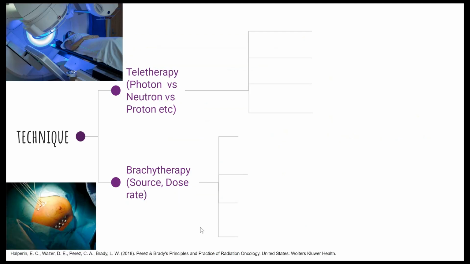And next comes the technique. We have decided upon what volume I want to treat, but how would I treat it? So I have two major modalities at my behest. One is teletherapy, that is external beam radiation therapy, where the source of radiation is outside the body. This is a linear accelerator. We can also use a cobalt 60 teletherapy machine. We can treat the patient with neutrons. We can treat the patient with protons.